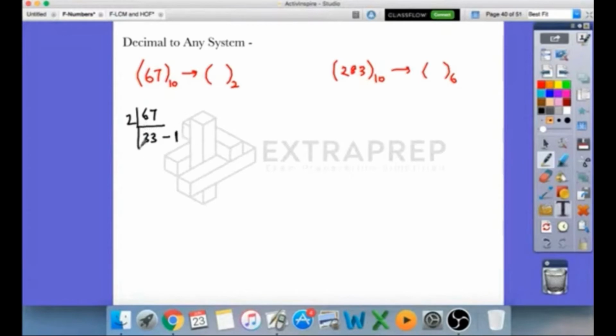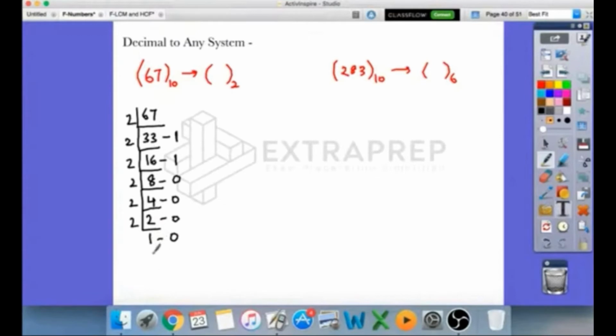The remainder should be written right beside. Then how many times does 2 go into 33? It goes 16 times and the remainder is 1. How many times does 2 go into 16? 8 times, remainder is 0. How many times does 2 go into 8? 4 times, remainder is 0. How many times does 2 go into 4? 2 times, remainder is 0. How many times does 2 go into 2? 1 time and remainder is 0.